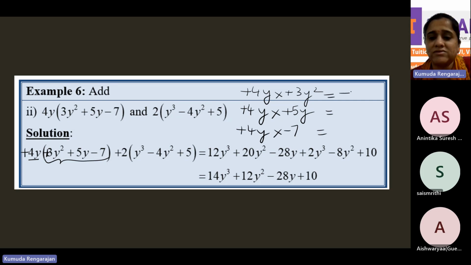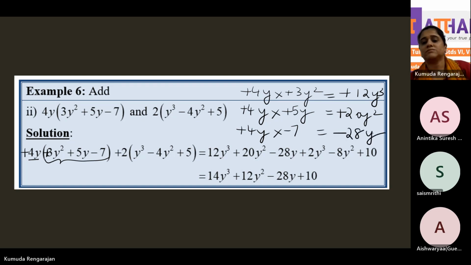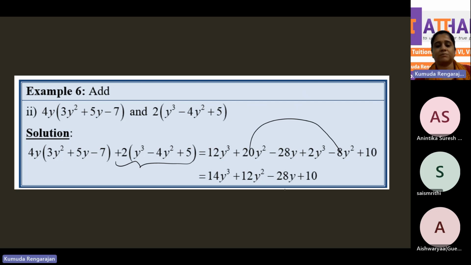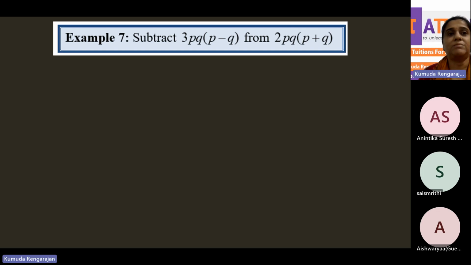So multiply the signs, plus, multiply the numbers, 12, multiply the letters, y cubed. Multiply the signs, the numbers, the letters. So you can see this first term, plus 20y square and minus 28y. Same thing with this part. And then you have like terms, so simplify them. Subtract. All right.